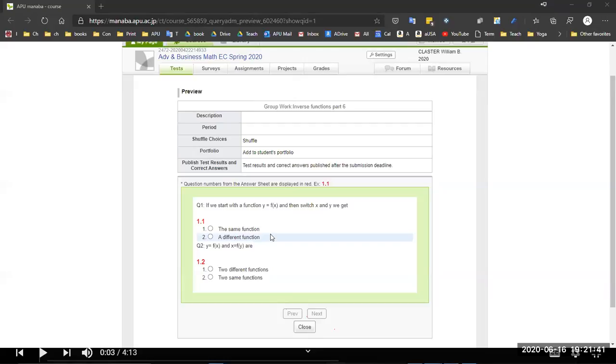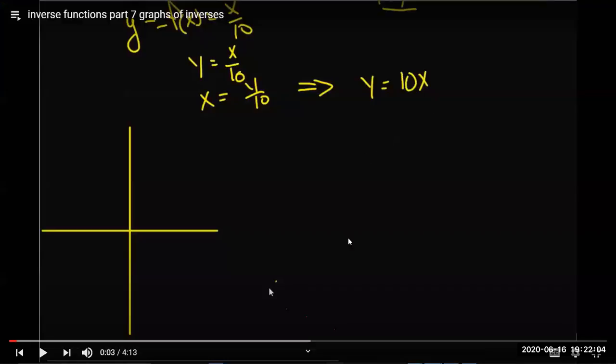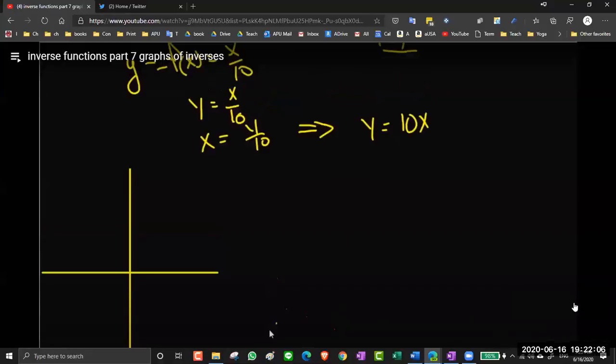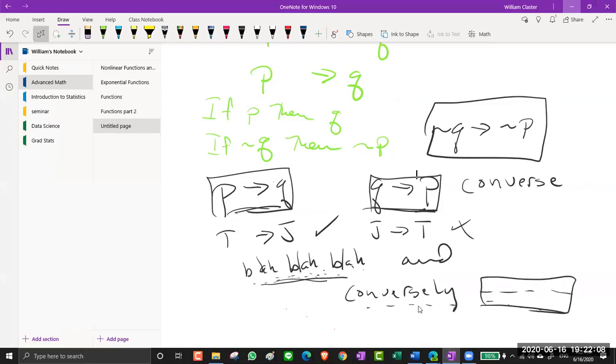Okay, so what's the answer to part 1? Different function. Right, they're different functions. And what about part 2? Different. Right, they're also different functions. Let me just drive this point home a little bit more clearly.